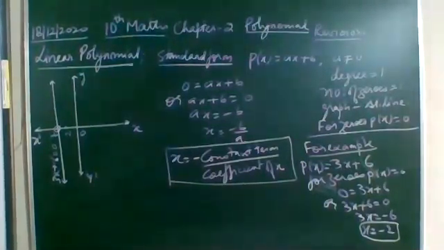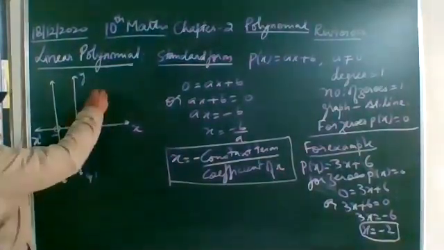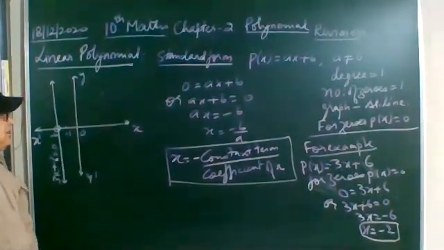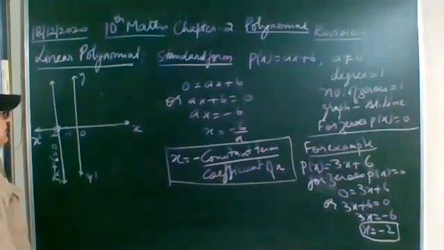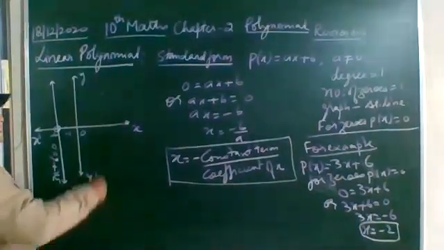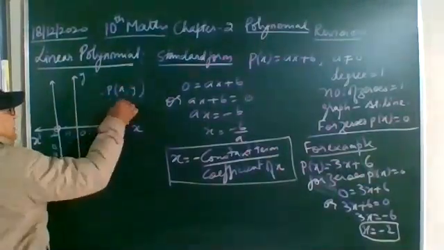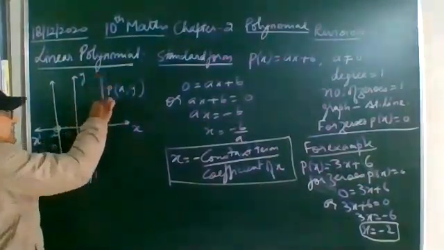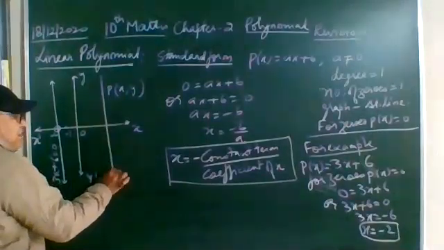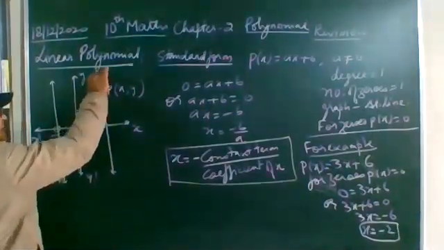If I take a point P, its coordinates are x and y. I can draw parallel lines passing through this point, parallel to the x-axis and the y-axis. So this is the line. This is the line.